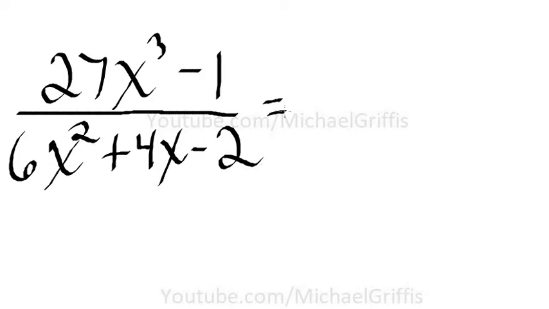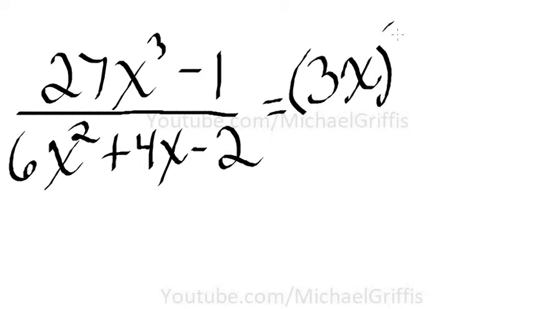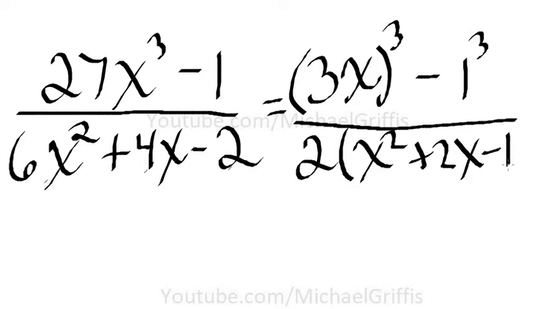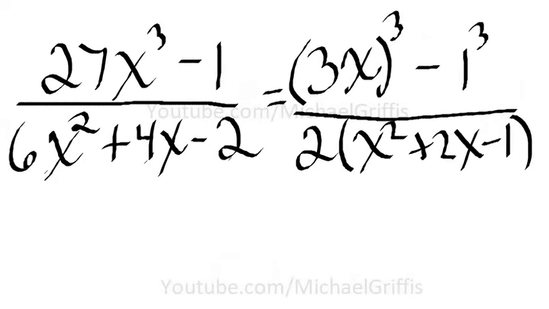Let's rewrite that. So this can be rewritten as 3x quantity cubed minus 1 cubed. 1 cubed is just 1 times 1 times 1. Okay? And that's all over, let's factor a 2 out of each one of these terms here. So that's going to give us 2 times x squared plus 2x minus 1. Okay, we always want to do that. Factor out what we can. There. Now we got that difference of 2 cubes. We just got through working a problem like that.